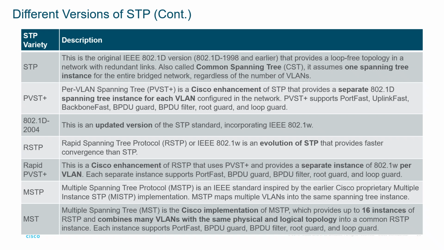MSTP, Multiple Spanning Tree Protocol, is an IEEE standard inspired by the earlier Cisco proprietary MST. MSTP maps multiple VLANs into the same spanning tree instance. And then MST is the Cisco implementation of MSTP, which can provide up to 16 instances of RSTP and combines many VLANs with the same physical and logical topology into a common instance, which also supports PortFast, BPDU guard, BPDU filter, root guard, and loop guard.